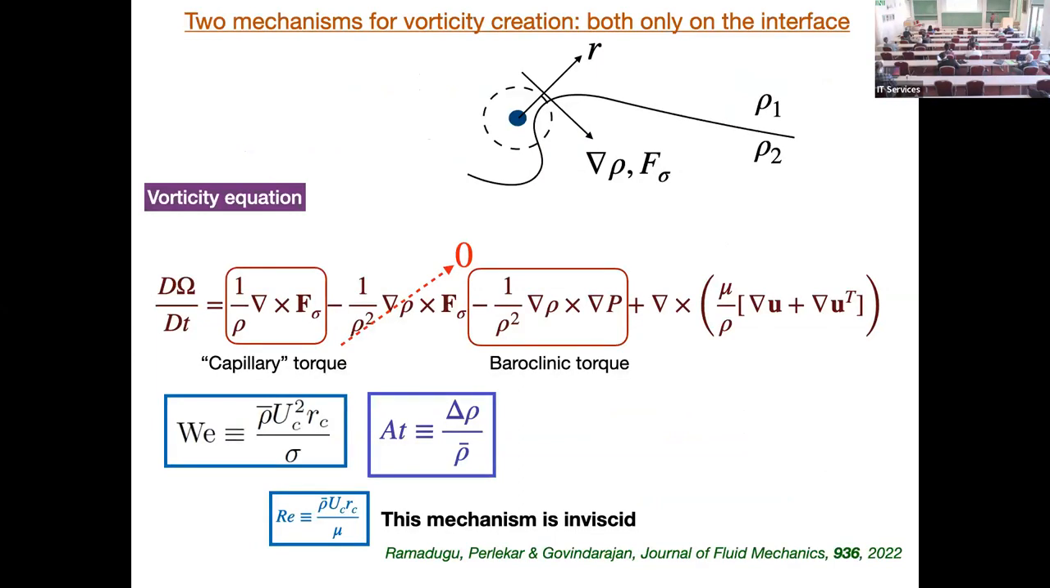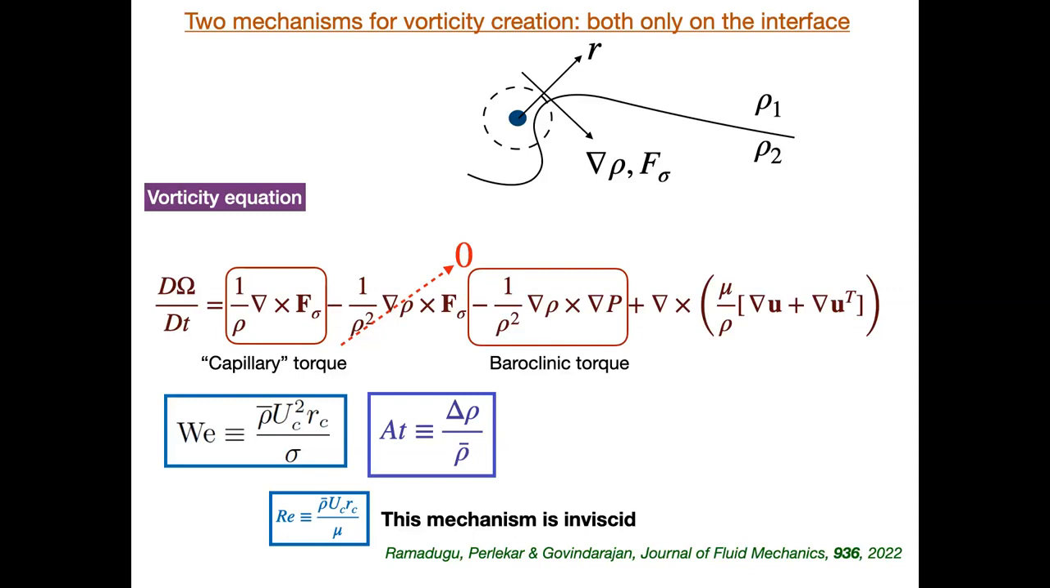Okay, so we're going to talk about two mechanisms for vorticity creation, and both of them are on the interface. So here's the vortex and here's the radial coordinate r. This is a Lamb-Oseen vortex and this is any radius r. So the interface is arbitrarily shaped like this. There is a density jump across the interface and there is a surface tension force acting normal to the interface.